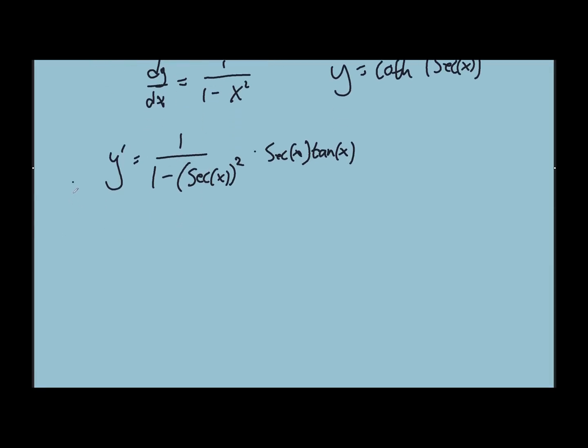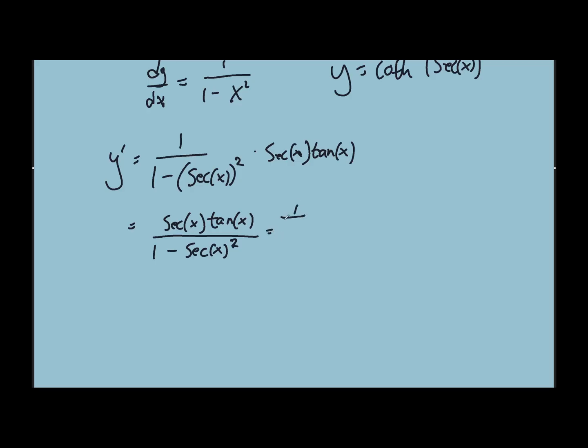Right? So what are we getting so far? We're getting 1 over, well, let's put it up there. Secant x tangent x over 1 minus secant x squared. Is there a way to make this better? I don't know if there's a way to make this better. I feel like we can make this better, though. Can we simplify this? Let's give it a try.